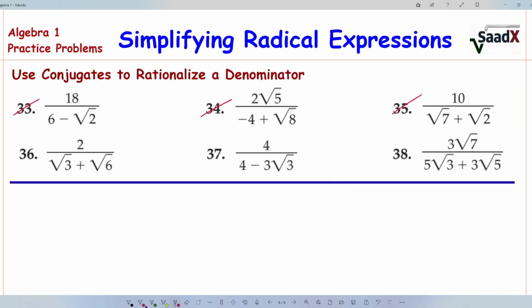Welcome to SatX. Simplifying a radical expression, we are starting conjugates to rationalize a denominator. Last video we solved numbers 33 to 35. This video we will start from 36.